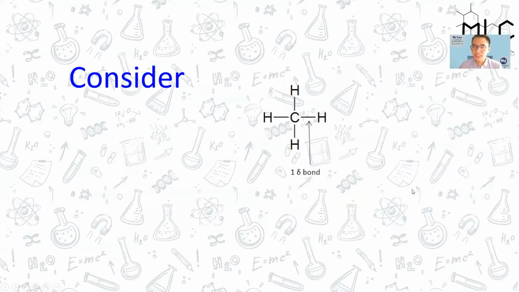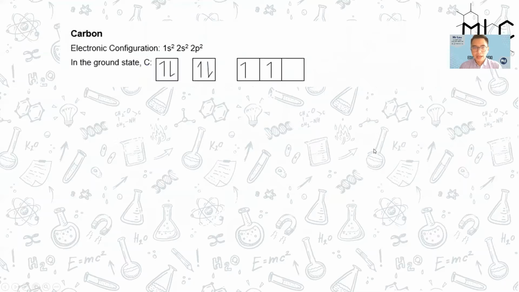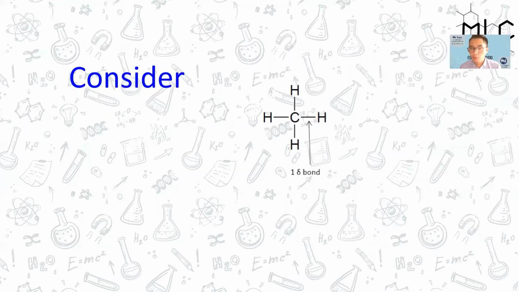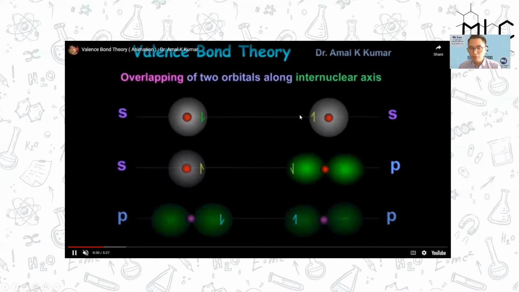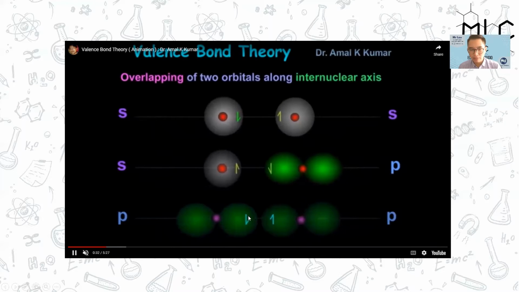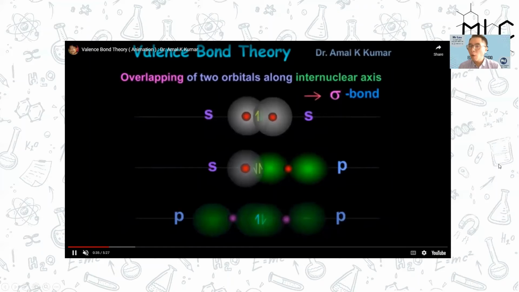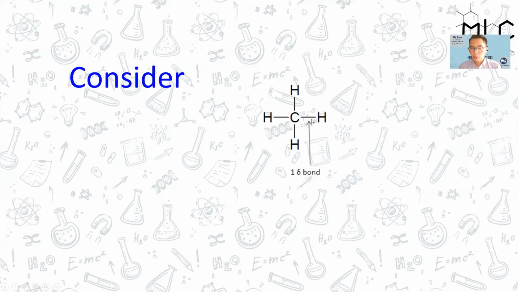Now, what is the problem with this model? Consider a methane molecule. There are 4 single bonds, which means there will be 4 sigma bonds. Based on valence bond theory, sigma bonds are formed from head-on overlap of s orbitals or p orbitals which have unpaired electrons, and each of them must have 1 lone electron. So in order for carbon to form 4 single bonds, carbon must have 4 unpaired electrons.